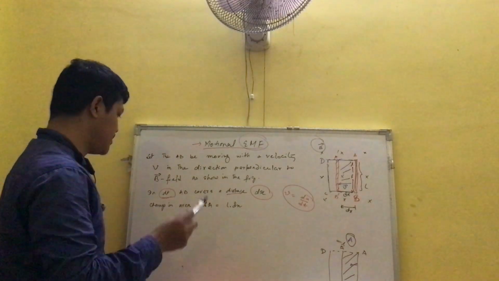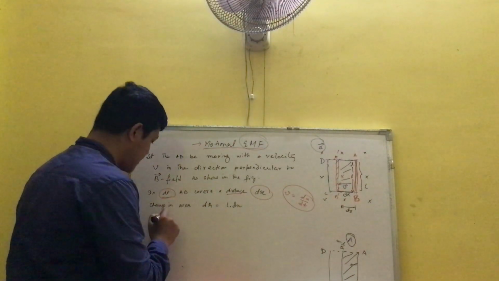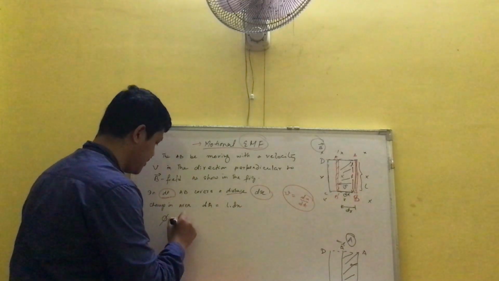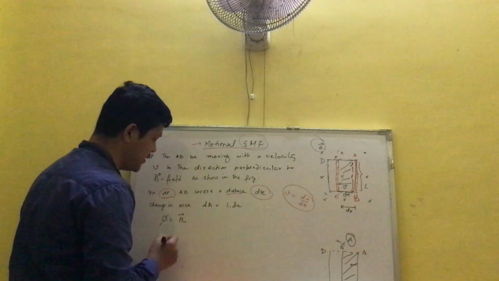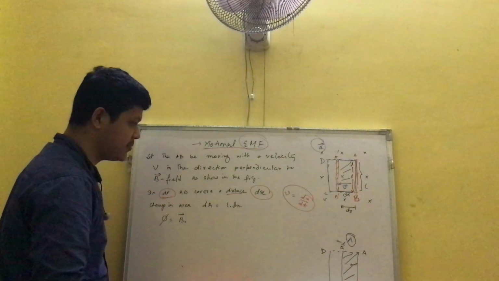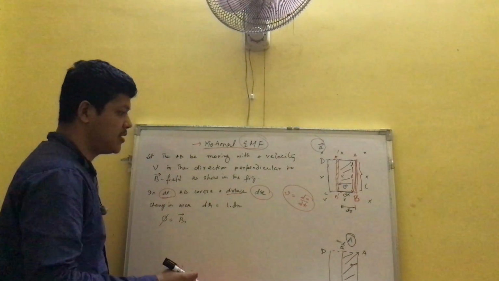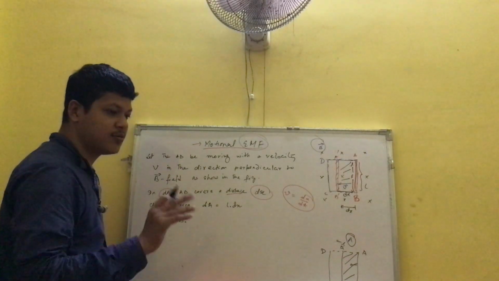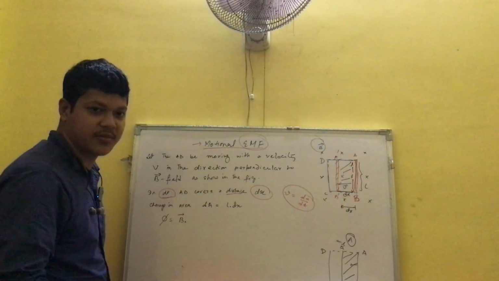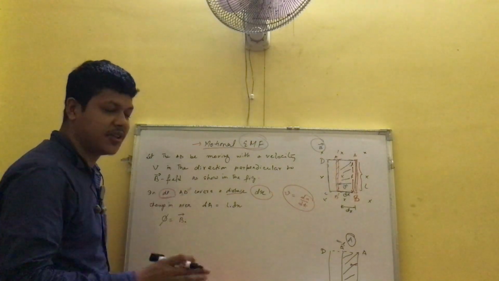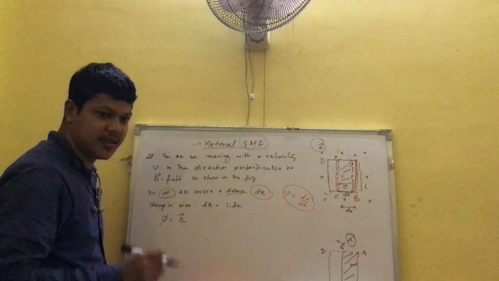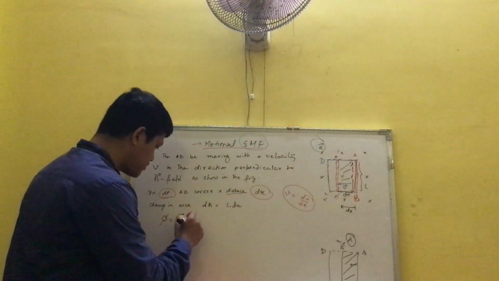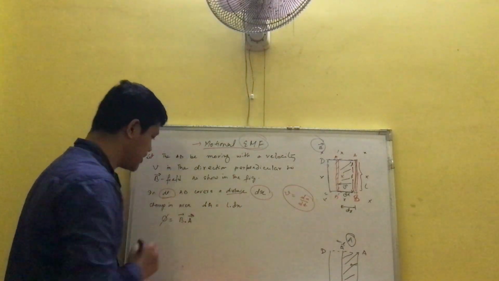So now flux is given by phi is equal to B vector dot A vector, where B is the magnetic field. Magnetic field is a vector quantity. You should know that there are two types of physical quantities, scalar and vector. Vector has both magnitude and direction. Scalar has only magnitude. Remember that. And A is the area vector.